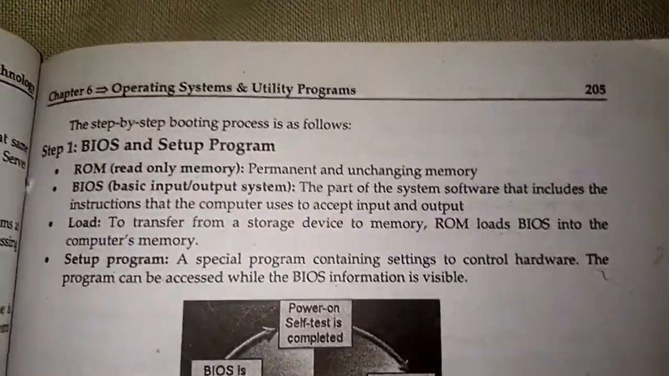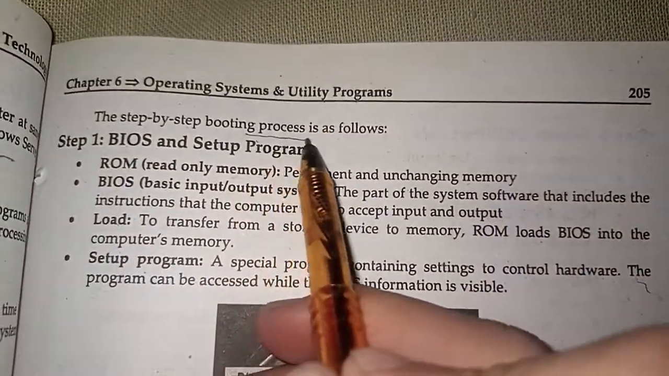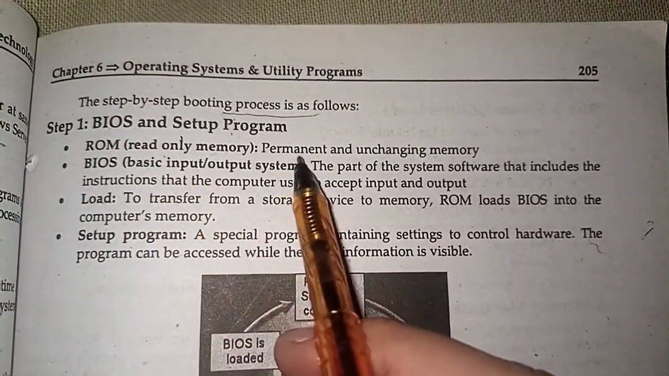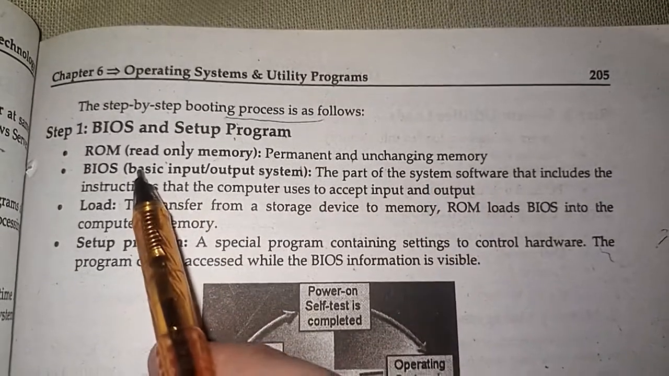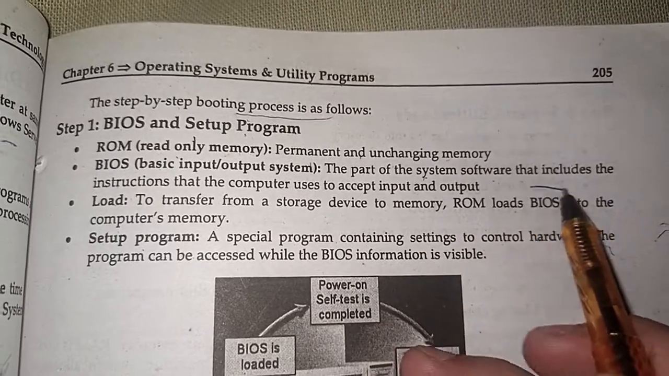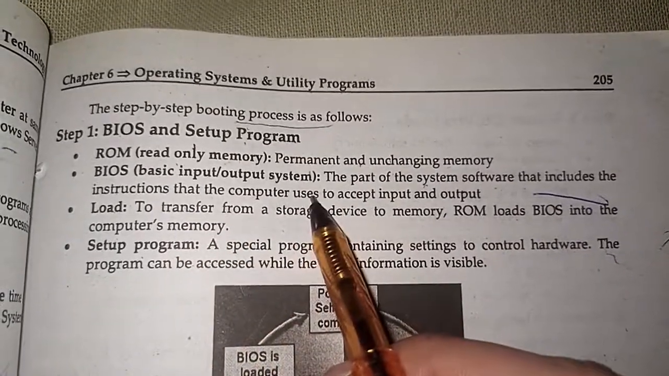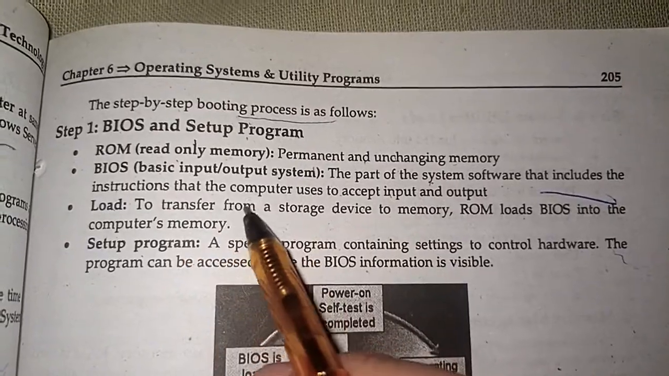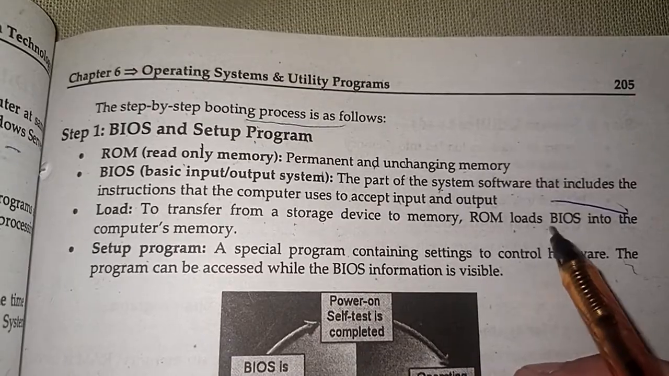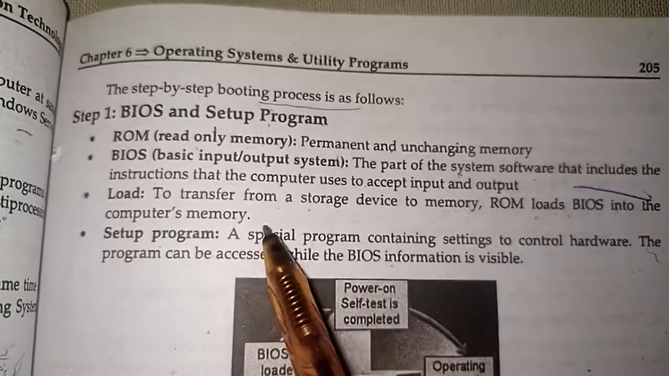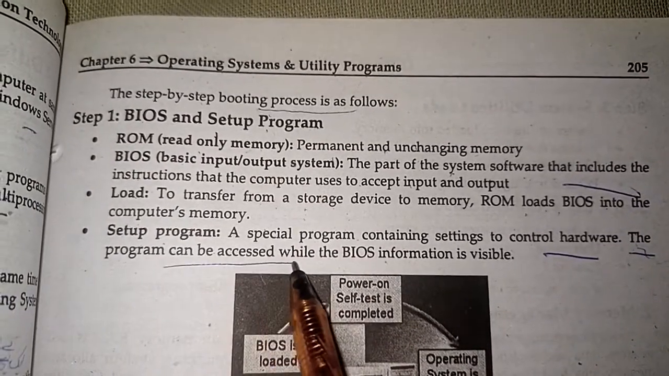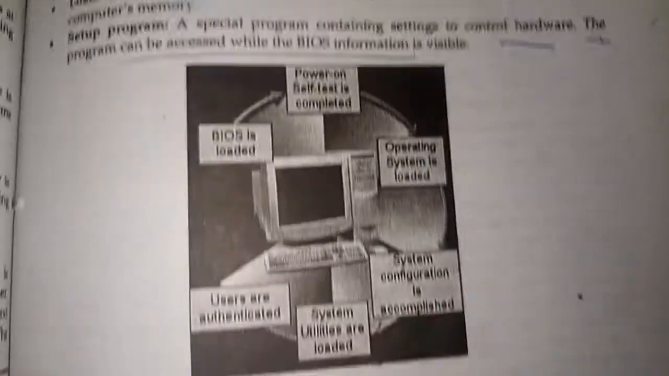The step-by-step booting process is as follows. Step 1: BIOS and setup program. ROM, read-only memory, is permanent and unchanging memory. BIOS, basic input-output system, is the part of the system software that includes the instructions that the computer uses to accept input and output. To transfer from a storage device to ROM, it loads BIOS into the computer memory. Setup program is a special program containing settings to control hardware.